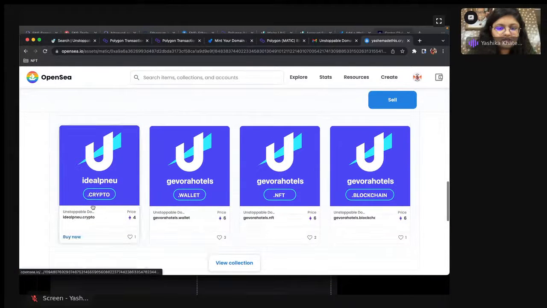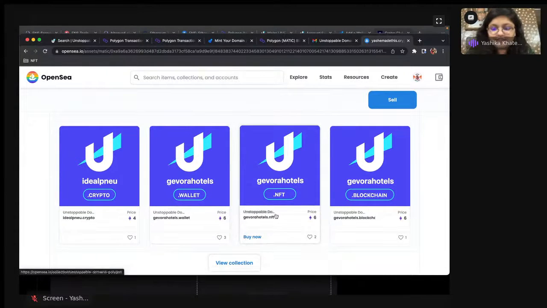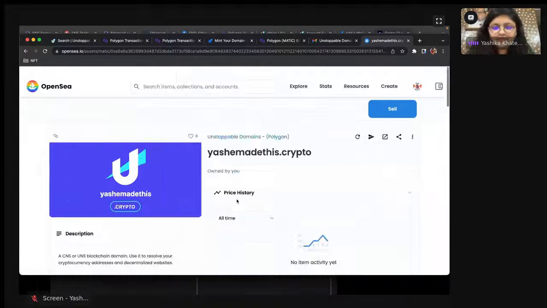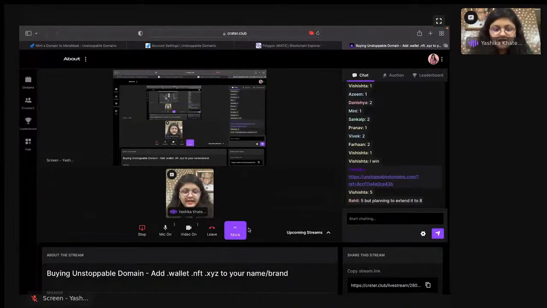And these are the other people's collections. Jivora Hotels, it's one of the amazing hotels in Dubai. They also have their own, jivorahotels.wallet.nft.blockchain, priced at 6 Ether. Cool. Yes, this is how it looks, and I hope it made sense to you, and now you can make an informed decision.